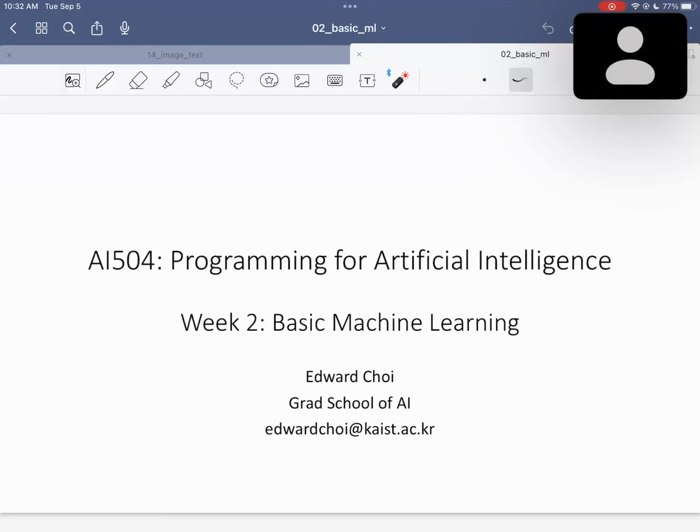Welcome to AI504 week 2, basic machine learning. Up to this week, we won't be learning any PyTorch. We'll only be learning the basic concepts. Today we'll cover very high-level concepts of machine learning, not all of them, because machine learning itself could take a whole semester to go over only the basic concepts. Today we have to cover them in 1.5 hours, so you can expect a lot of details to be missed.